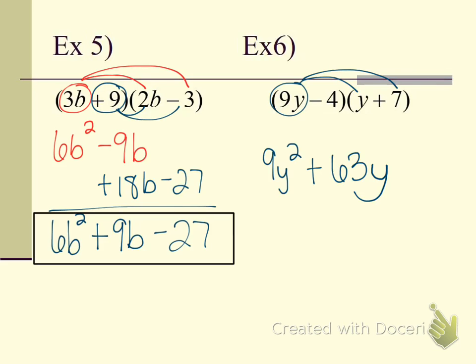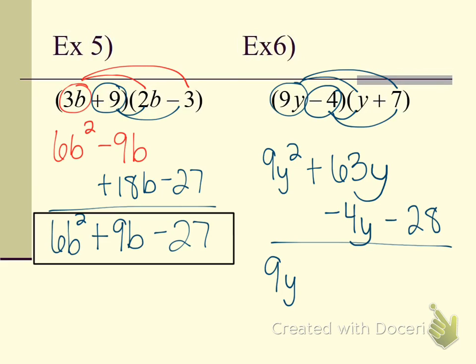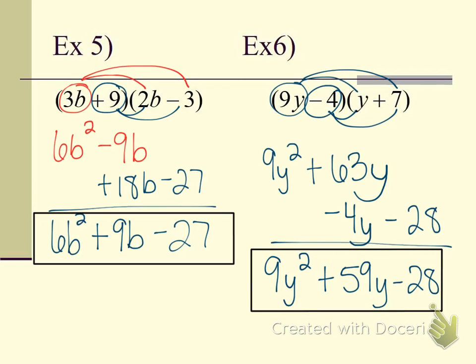Somebody else that hasn't talked to me yet today, tell me what else I need to do. -4 times y, and then -4 times 7. Very good. What do I get when I do that? -4y minus 28. We combine just our like terms. Everything else will stay the same. Questions about number 6? Concerns, confusion, need more time?